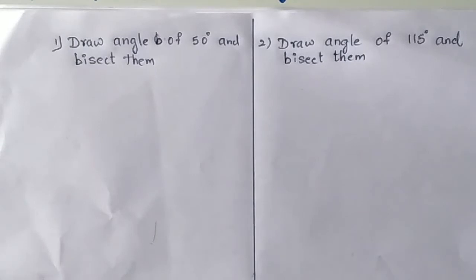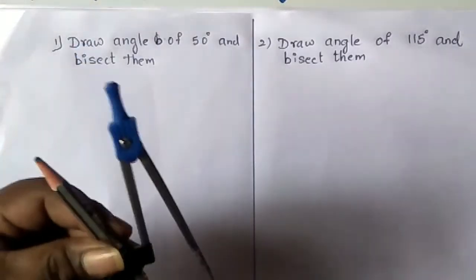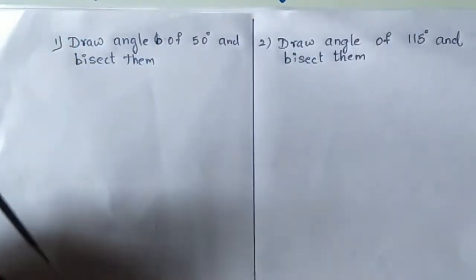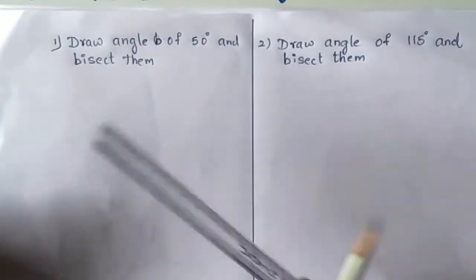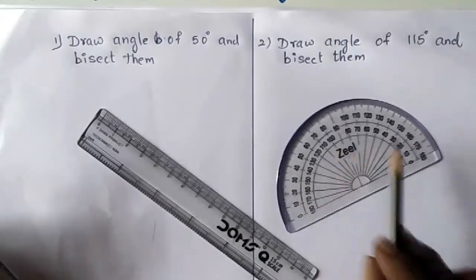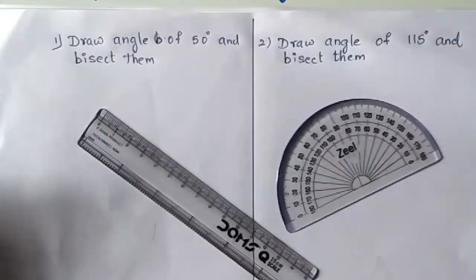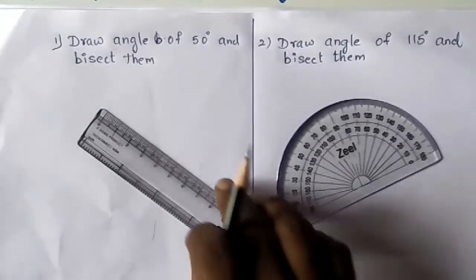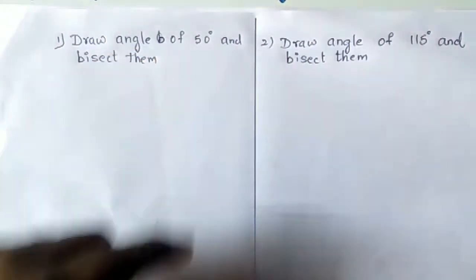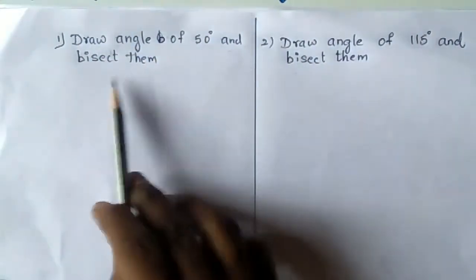Now for drawing an angle bisector, what all things are required for the geometric construction? This is a compass, pencil, scale and protractor. These are the things required for drawing an angle bisector. Now let us draw the angle bisector. First, draw an angle of 50 degree and bisect it.